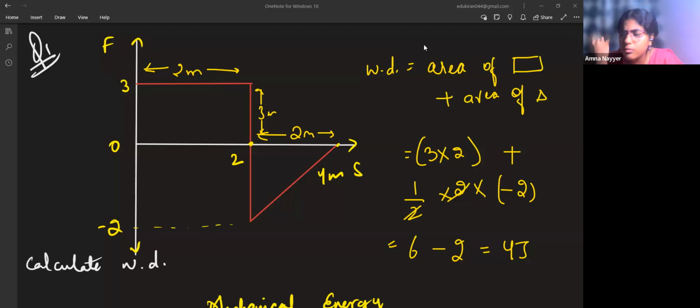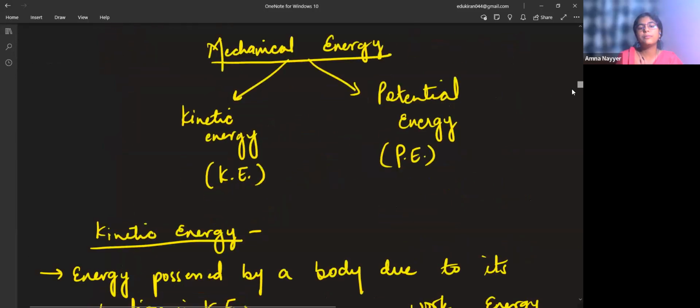So no need to worry about the Cartesian form, direction, no need to worry about the vector laws, right? For energies, what you will do, simply add it. Add, subtract, depending upon the sign. So mechanical energy is basically grouped into kinetic energy and potential energy.